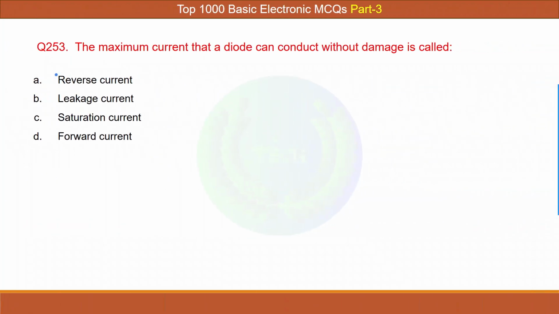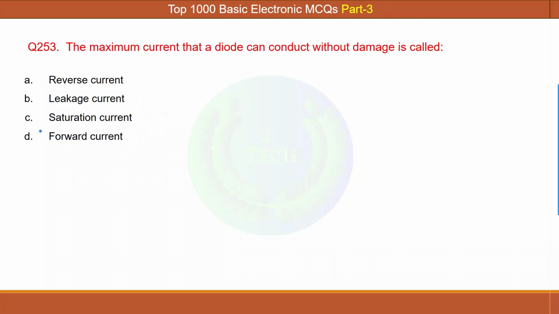Next question, question number 253. The maximum current that a diode can conduct without damage is called option A, reverse current, option B, leakage current, option C, saturation current, option D, forward current. The answer is option D, forward current.